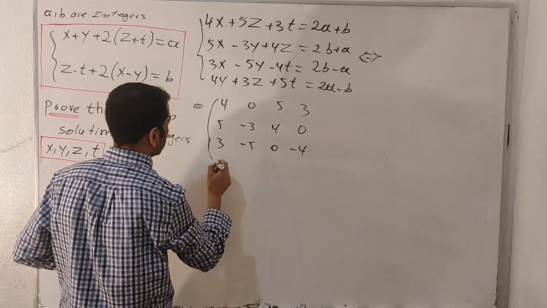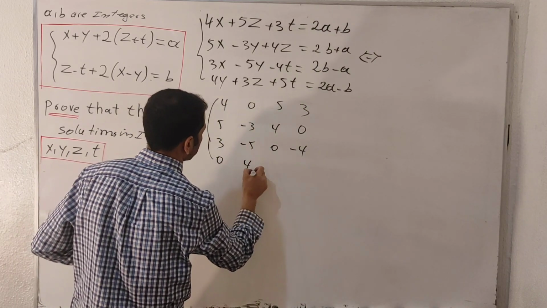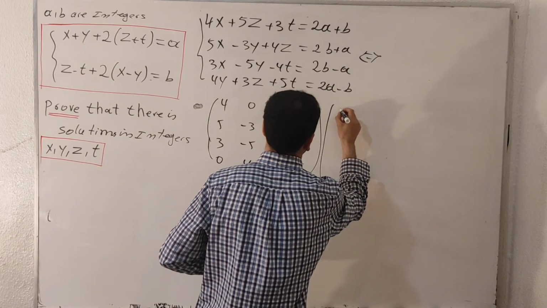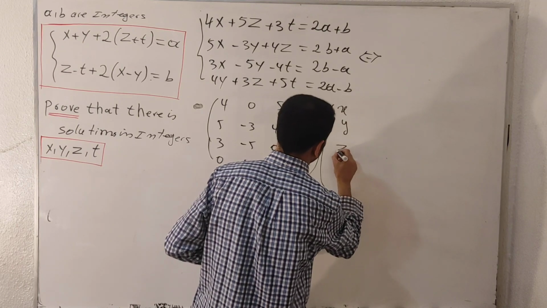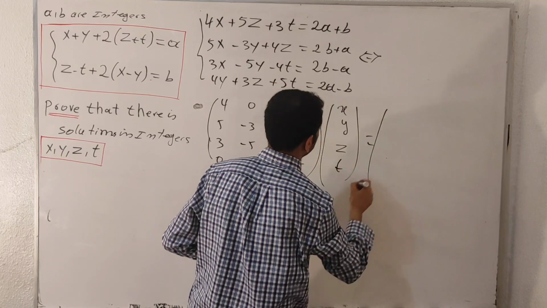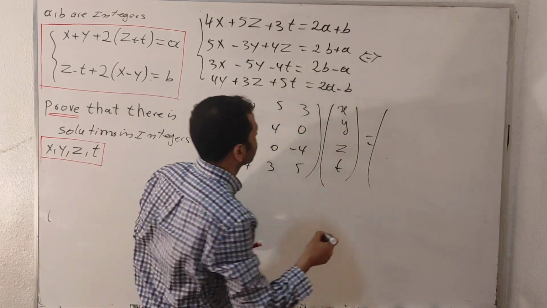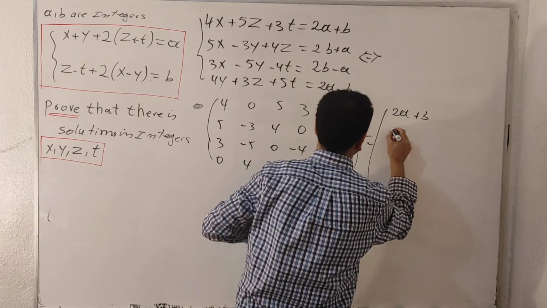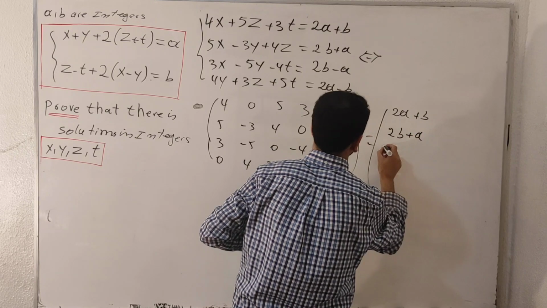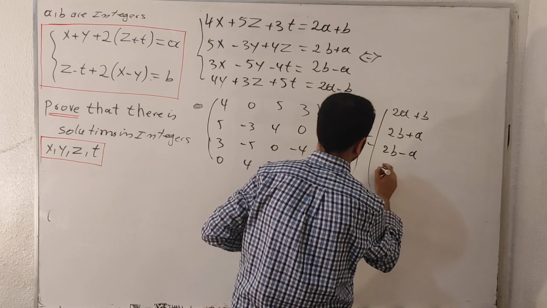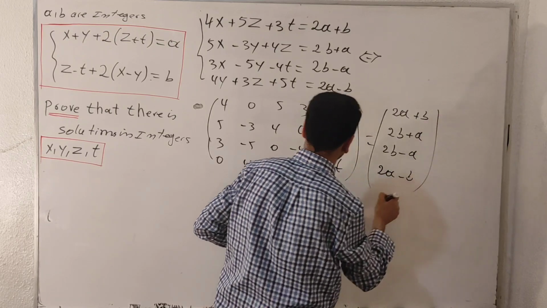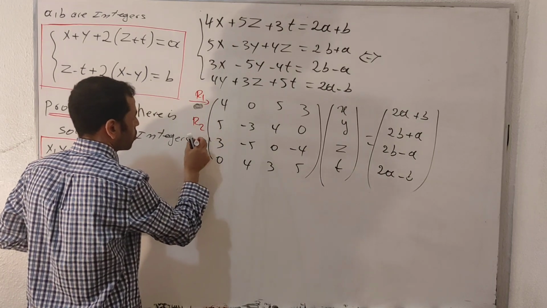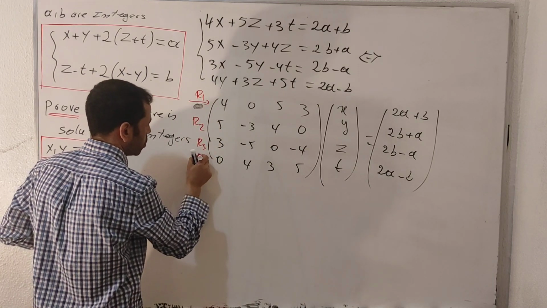The fourth row will have 0, 4, 3, 5 multiplied by the argument vector x, y, z, t, equals the argument values: the first is 2a plus b, the second row will have 2b plus a, the third one will have 2b minus a, and the fourth one will have 2a minus b. Okay, first row, second row, third row, fourth row.